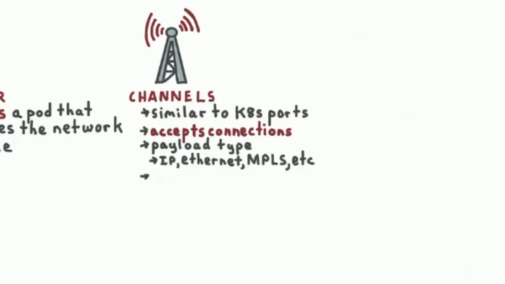in networking. Now, a channel is something that accepts multiple connections with a payload type IP, Ethernet, MPLS, whatever, and it provides a particular handling of that payload. It fills whatever the contract of that service is.